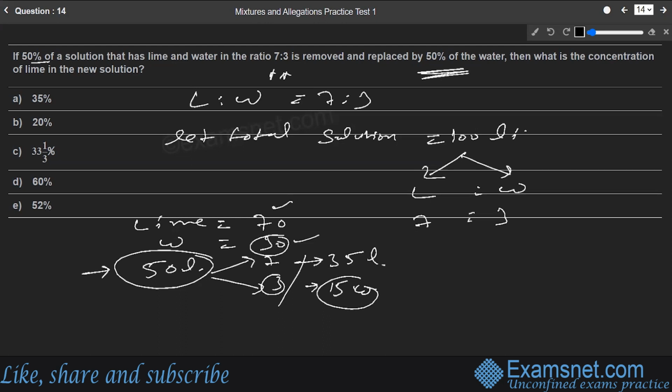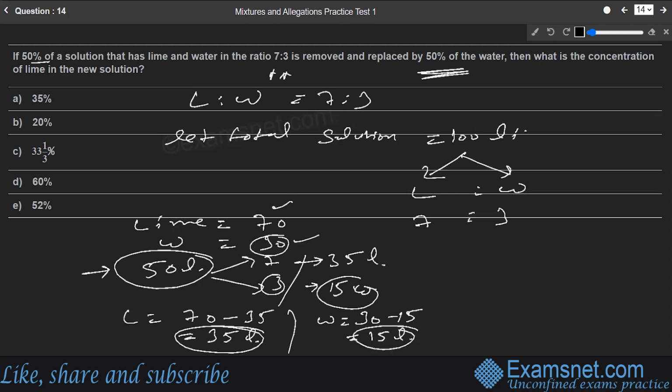So how much lime part would have been left out? Lime part that would have been left out is 70 minus 35, that is nothing but 35 liter would have been left out as the lime part. And how much would have been the water part left out? Original water part was 30 and 15 has been removed, so that is 30 minus 15. So 15 liter of water part would have been left out over there. Okay, now they say it is removed and replaced by 50% of water. That means whatever was the total solution, that's 50%. That means 50 liter of water has been added up.